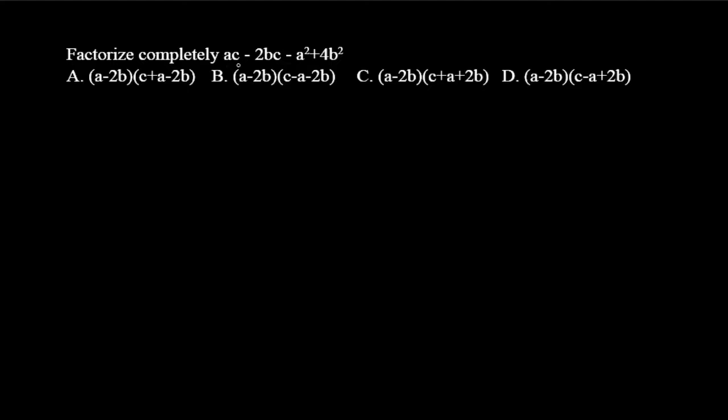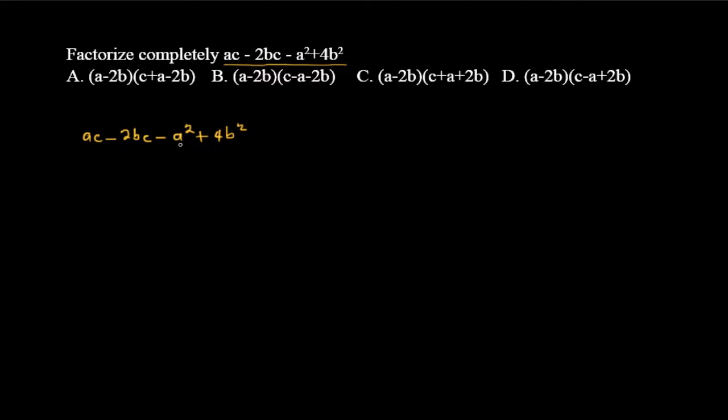Factorize completely. ac − 2bc − a² + 4b². Now let's go ahead and write down the polynomial expression we are given. So we have ac − 2bc − a² + 4b².